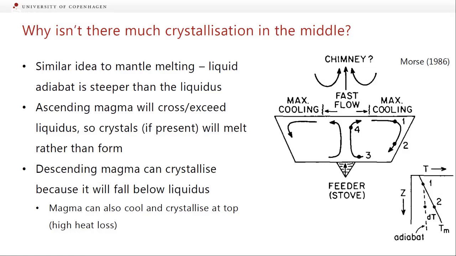If we have something that's above the liquidus and it descends, it will actually hit the liquidus and start to crystallize. So we can only make new crystals in these areas where it's descending, and that's easiest near the sides of the magma chamber where we've got high amounts of cooling. So I think in some way, shape or form, we've answered that question.